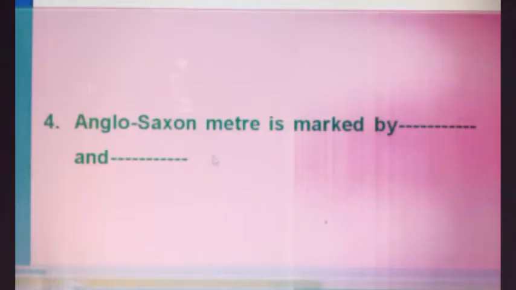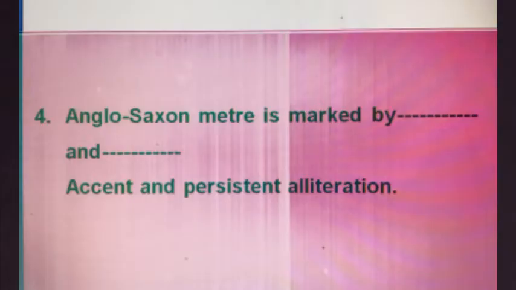Now the fourth question. Anglo-Saxon meter is marked by dash and dash. Answer, accent and persistent alliteration. Anglo-Saxon meter is marked by accent and persistent alliteration.